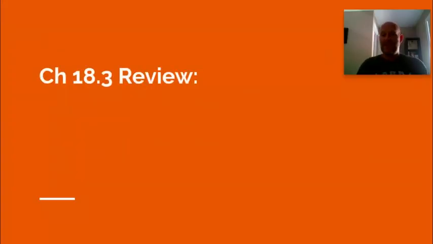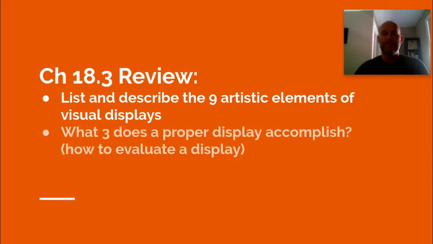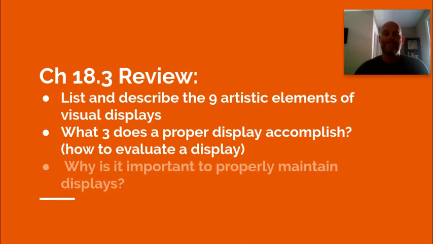All right, that's that. Last video, last review. So, list and describe the 9 artistic elements of visual displays. How about instead of 9, just pick out 3 of them and describe them to me. Tell me why they're important in a display and how they work. Second, what does a proper display accomplish? What are those 3 things you can use to evaluate the effectiveness of a display? And finally, why is it important to properly maintain displays? And also, why is it important to change them up every now and then?